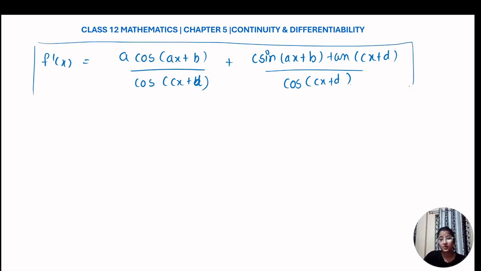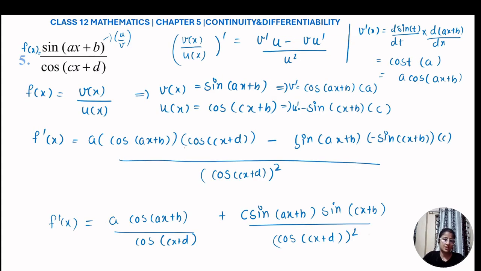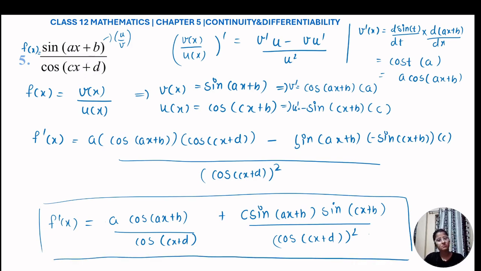If you don't want cos in the denominator, you can convert it to sec also, but it's fine. I did this as a further step. You can stop here also. Just find your v dash, find your u dash, and put them in the quotient differentiation form. Nothing different, nothing hard in that. Okay, so we are done with this question.